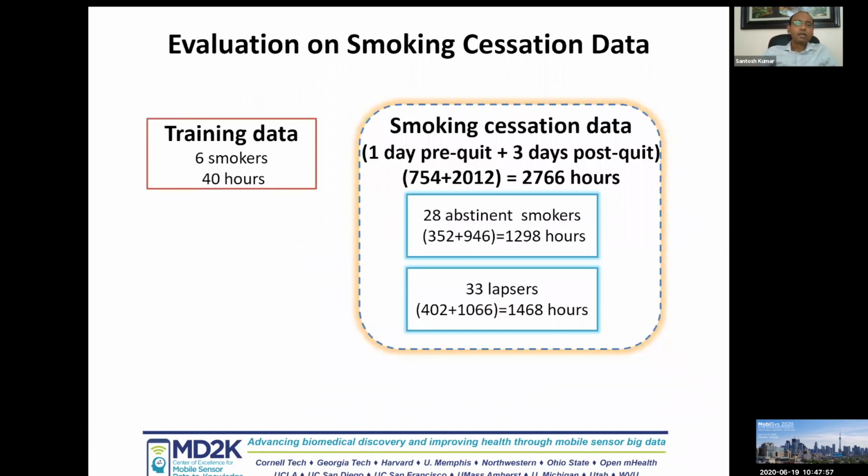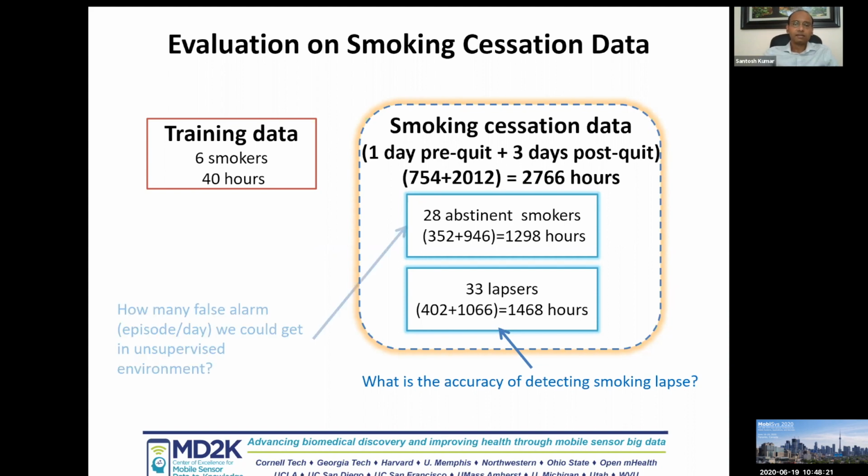So for the smoking cessation data, I described this data set. Out of our 61 participants, 33 participants did not lapse in those 3 days, and that was verified by their CO report each of those 3 days. That's what we use for false positive analysis. That was 28 smokers, sorry. And for the lapsers who lapsed, we used them for our recall analysis.